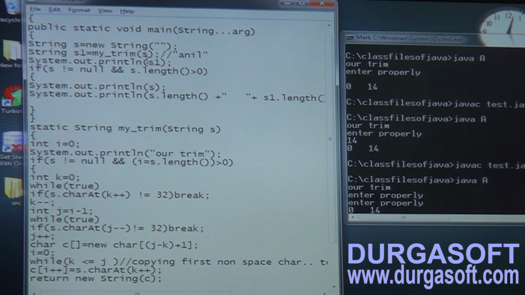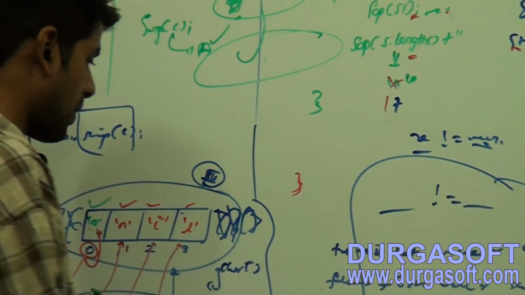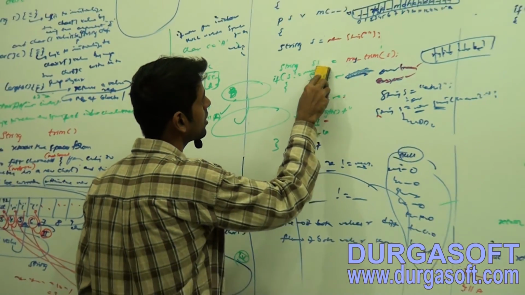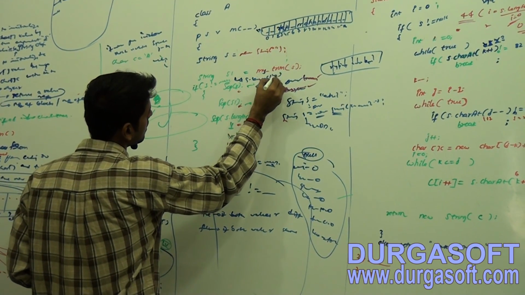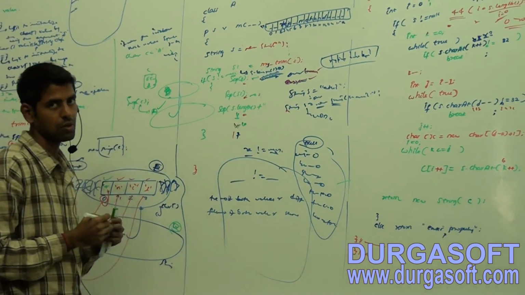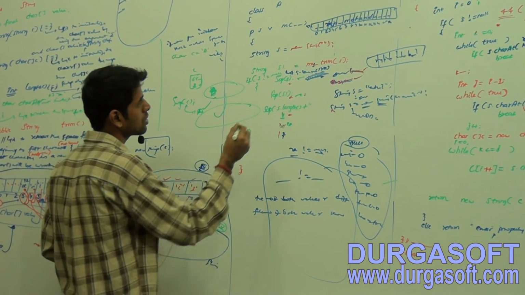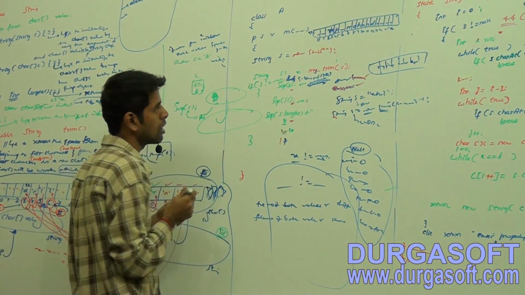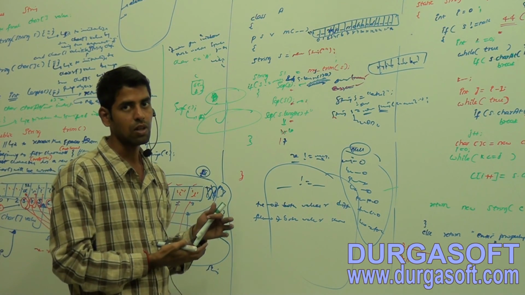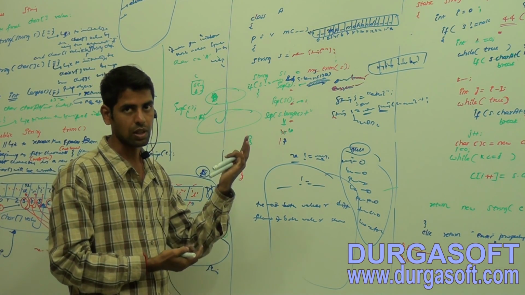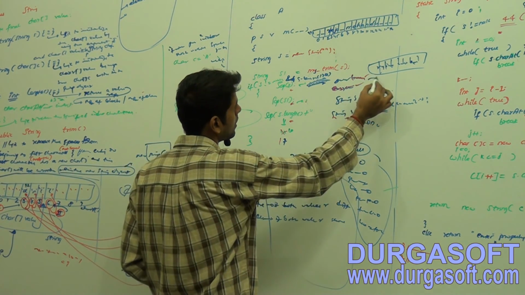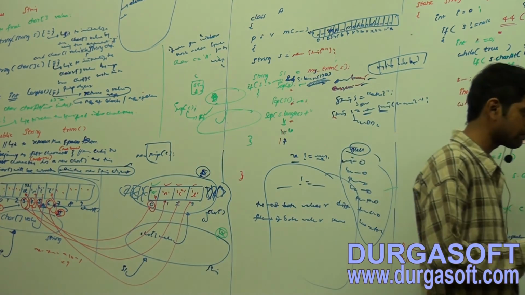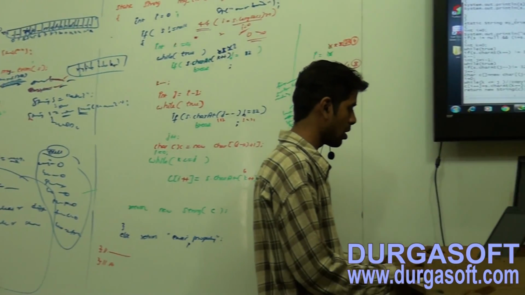Observe, friends, what I have done here. Here s is not equal to null, and once again I am finding the length here because it's not giving proper output, right? Let it be, and s.length() is greater than 0. Okay, everything is fine. This is short circuit. Of course, I'm just writing this code dynamically without any prior preparation. So now the output will be our trim enter properly.